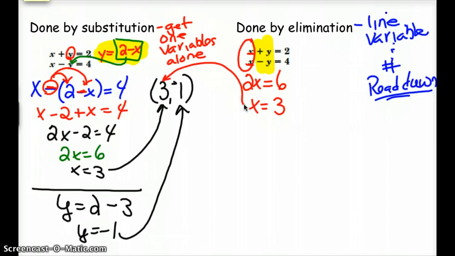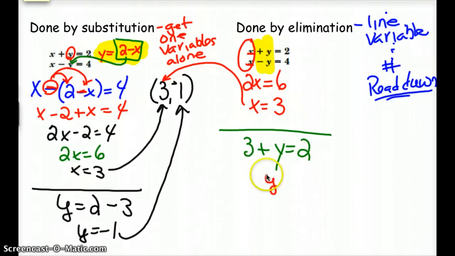That's what I got graphing, and that's what I got by substitution. Then plug it into one of the equations. So I'm going to take my 3 plus, I'm using the top equation. You could use the bottom if you so like to. Get y alone. Y equals minus your 3, you get -1. You guys see here again, same answer.